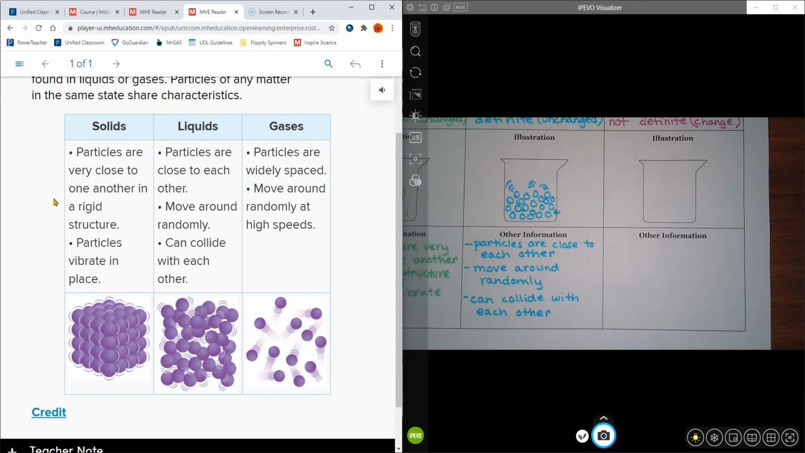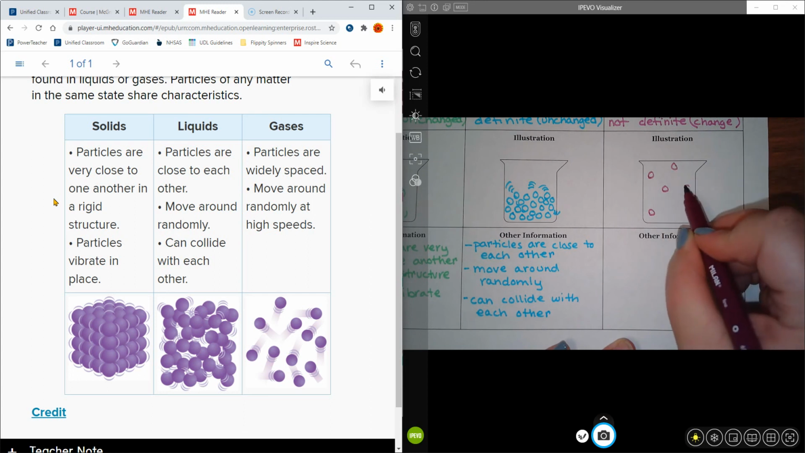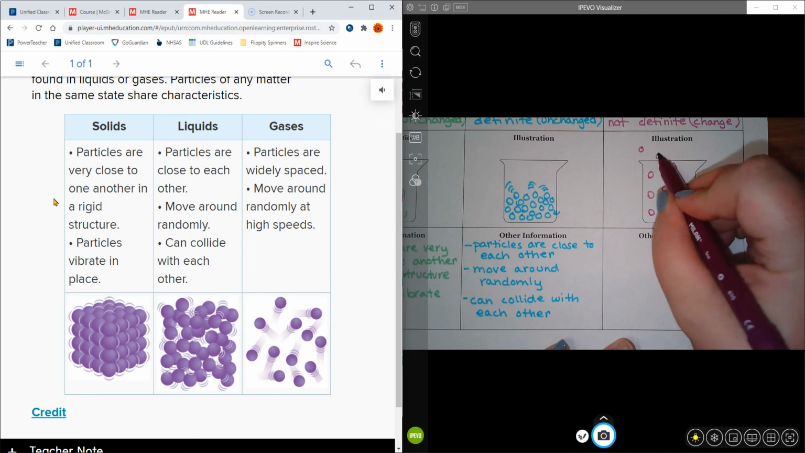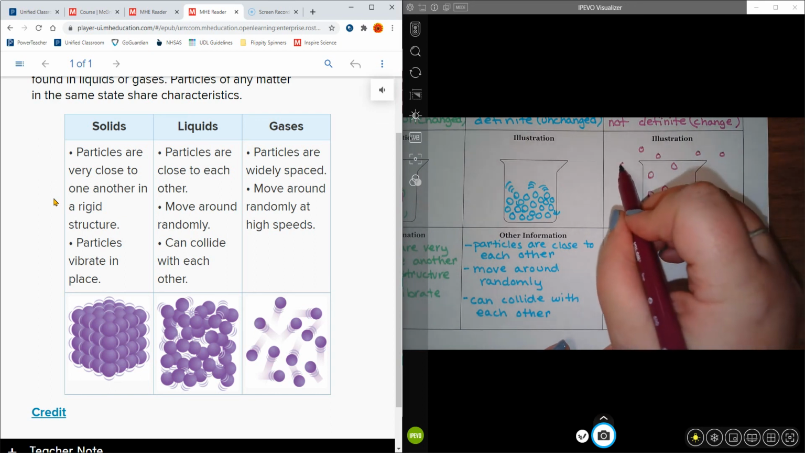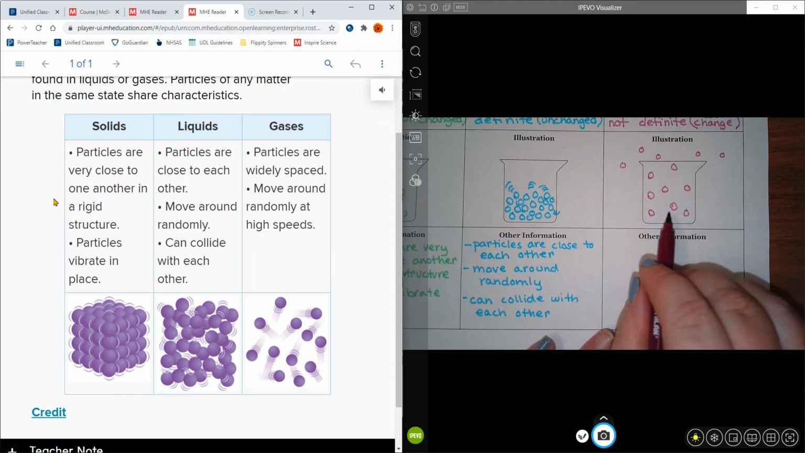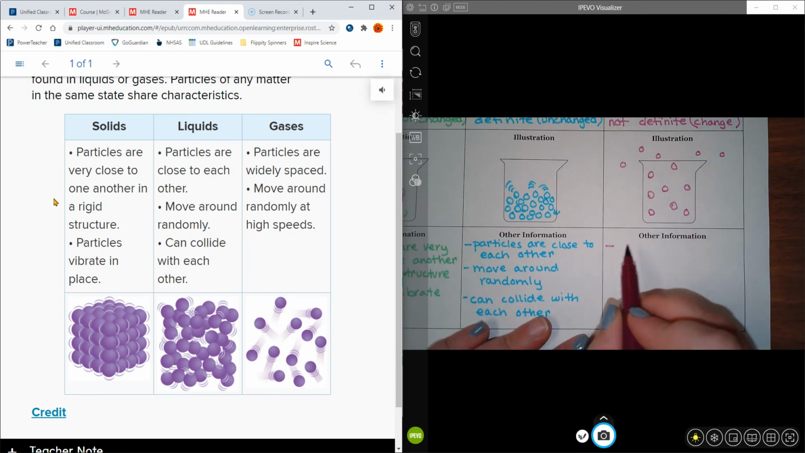And then last but not least, we have the gas column again. For the gas, the particles are moving around much more than in the liquid. I'm going to draw these very far apart. And I'm even going to draw some of these particles outside. If the gas is in a container that does not have a lid, sometimes the gas can come out of that container. I'm also going to record the other information that's listed in the workbook.